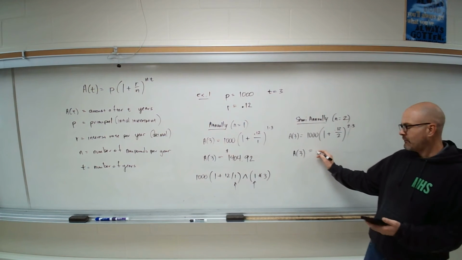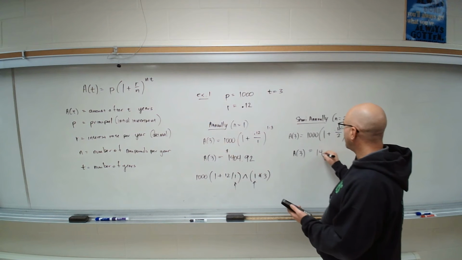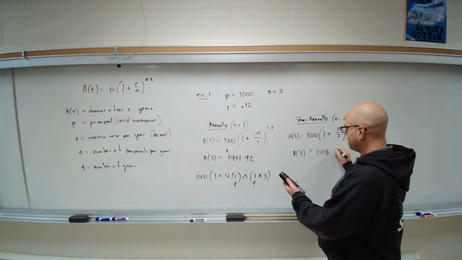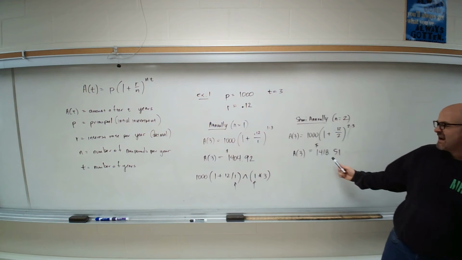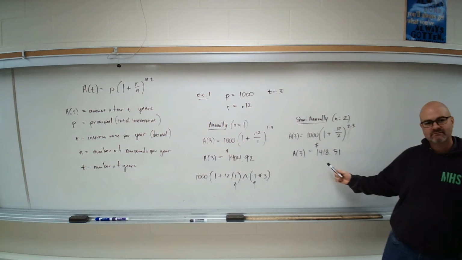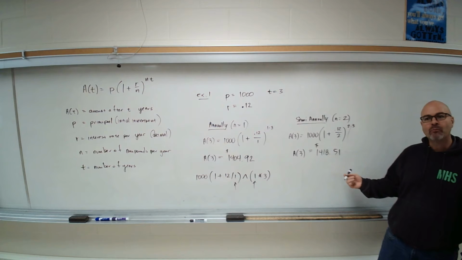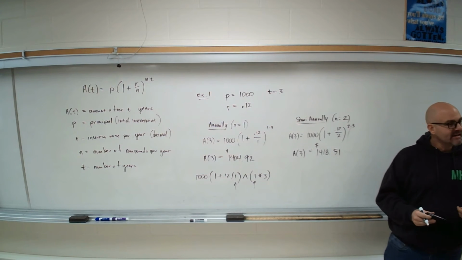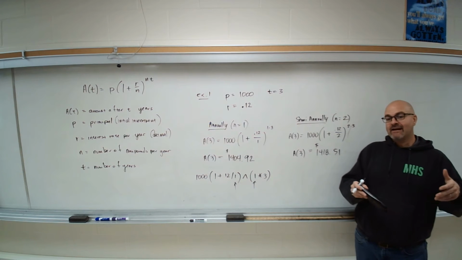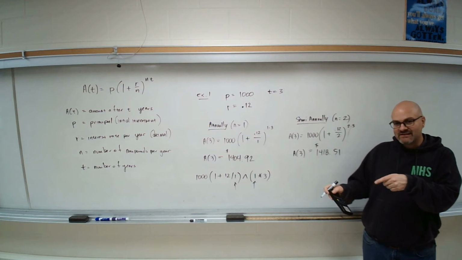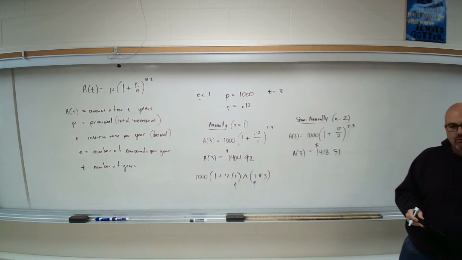But when we do that, we get $1,418.51. Is it the same? It's a little different, right? It's a little bit more. The difference is that after 6 months you got some interest, right? And then at the end of the first year you got interest on that interest, and then each of the next 4 times as well.